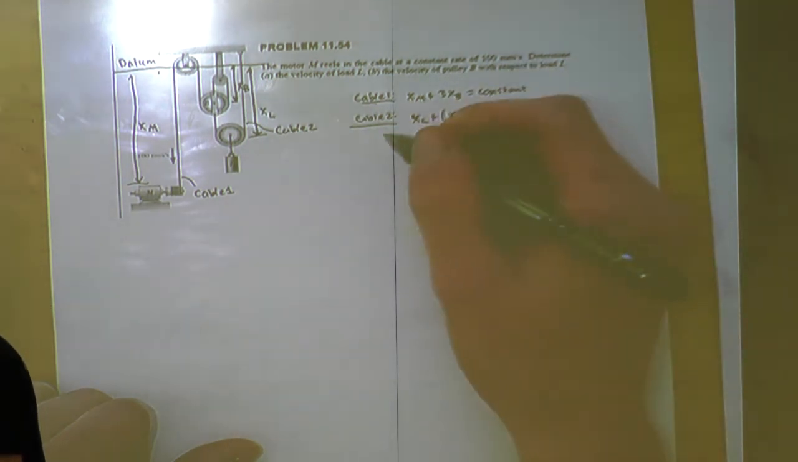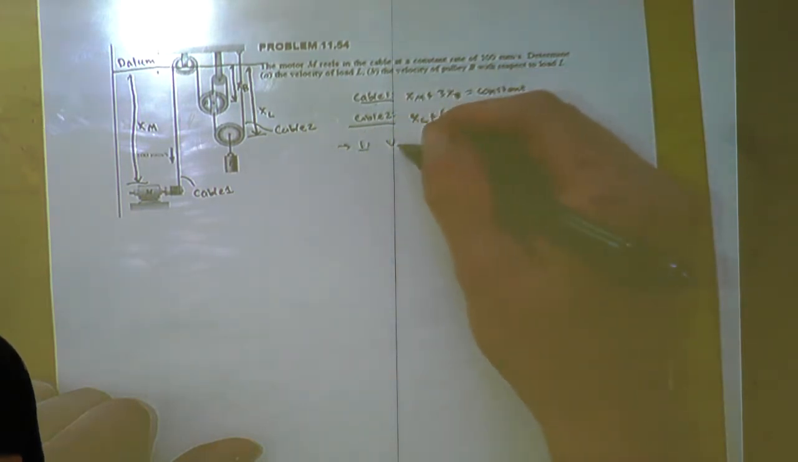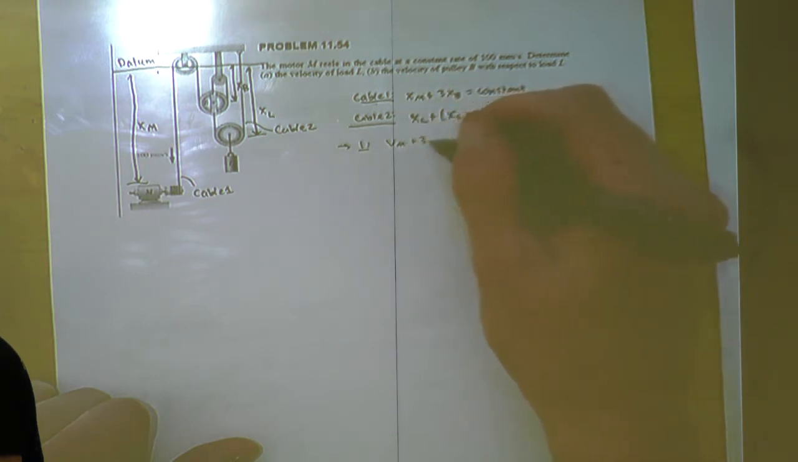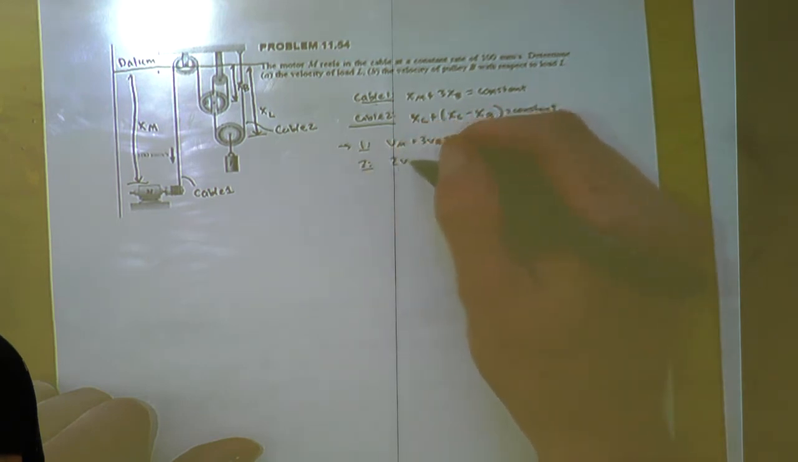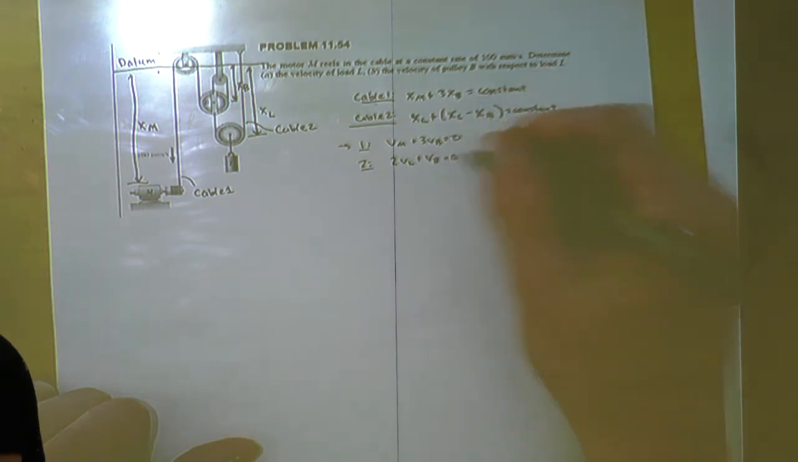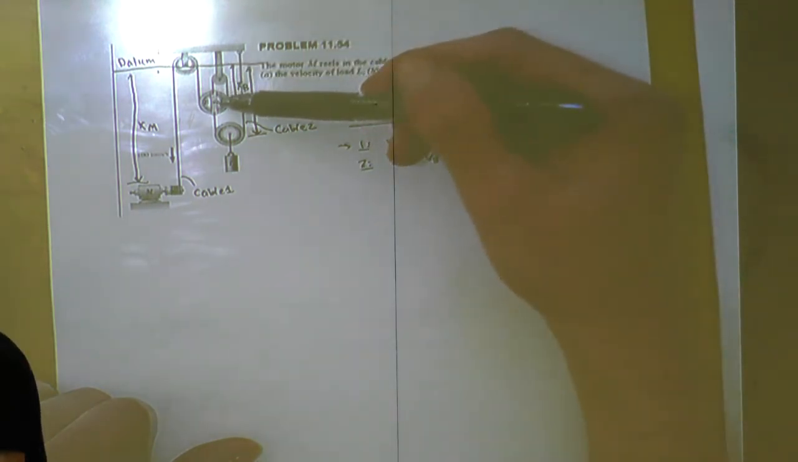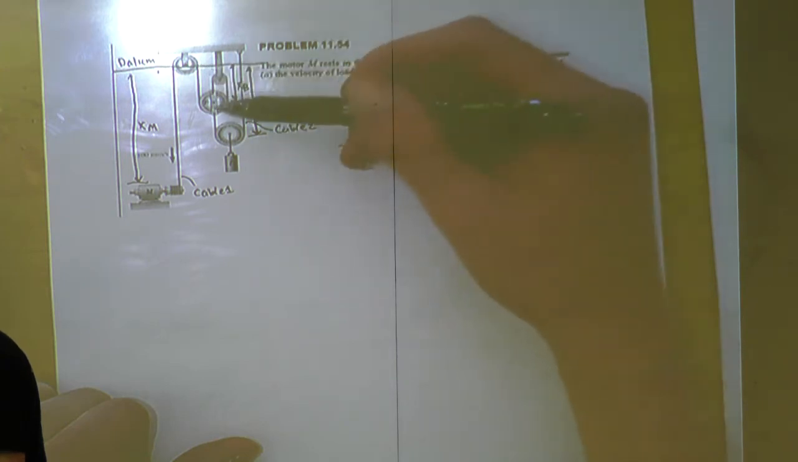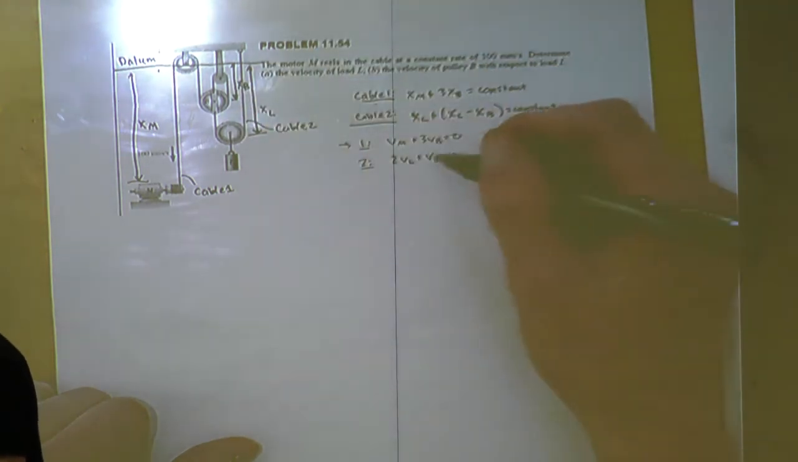And we're going to take the derivative of both of those to get the velocities. So for 1, we have Vm plus 3 Vb equals 0. For 2, we have 2VL plus VB equals 0. And it's going to be plus VB because if VB is moving up in terms of the velocity, it's going to be negative if it's moving up. And if B is moving up, L is going to have to be moving up. So they're going to have the same sign for velocity.